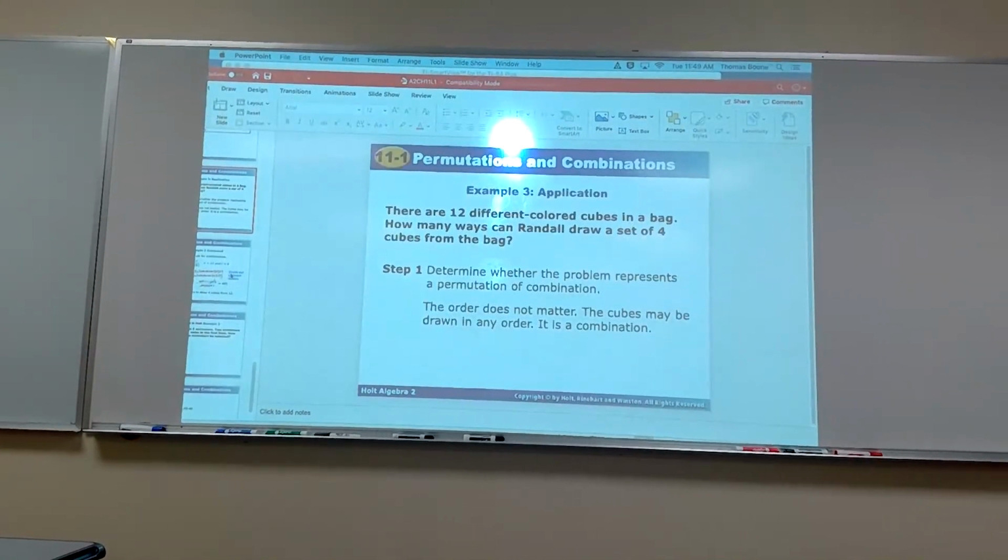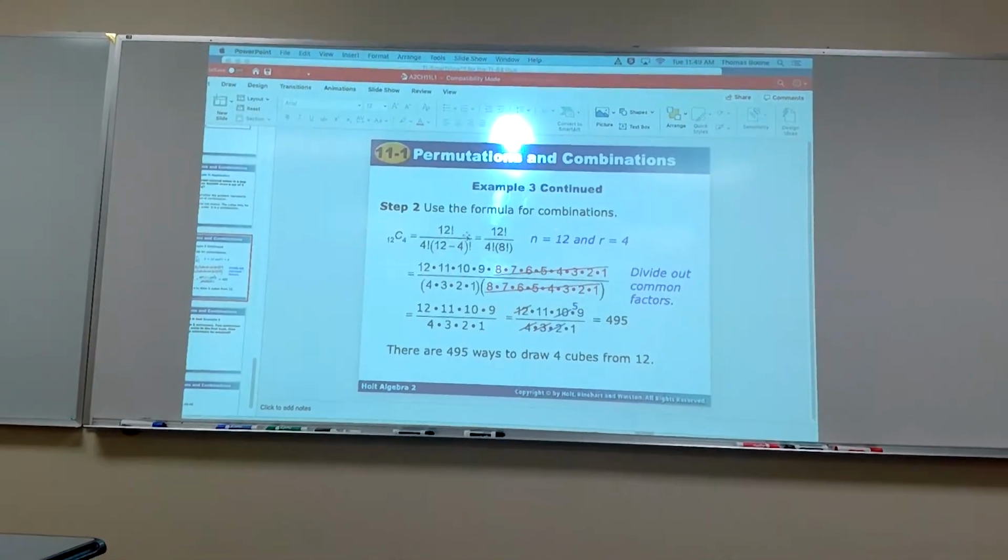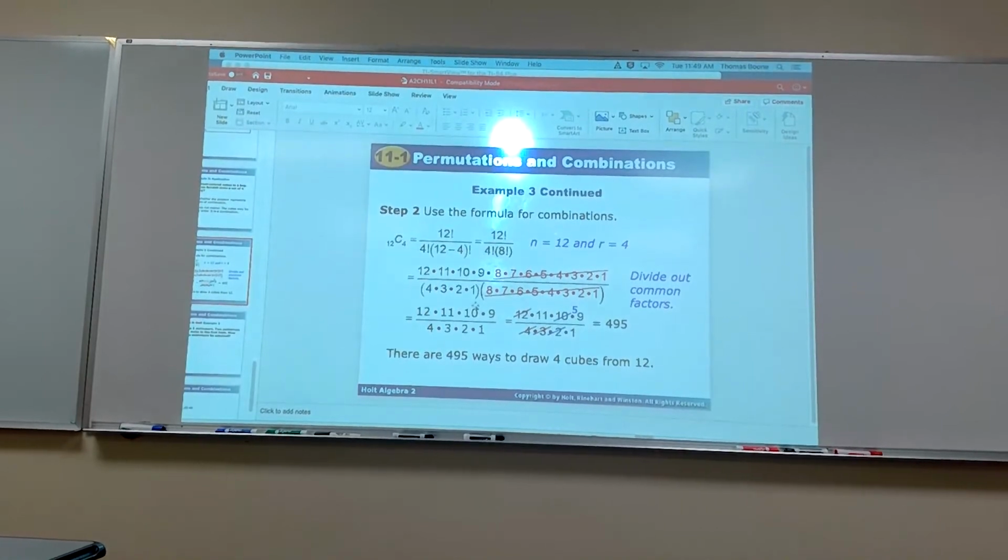Now back in our old school days, we used to have to go by the definition of a combination, figure it all out, do some calculations here, and notice how you get the same answer. The calculator's doing a lot of work for you if you know how to set it up. Okay. All right, let's do one more here.